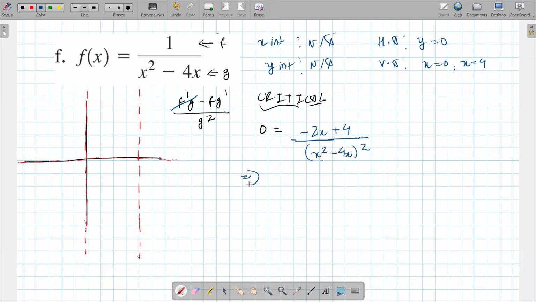You multiply the denominators, it disappears. So x will be 2. Negative 4 over negative 2x is 2. So there you go. We have our critical value. So we have a turning point at 2.